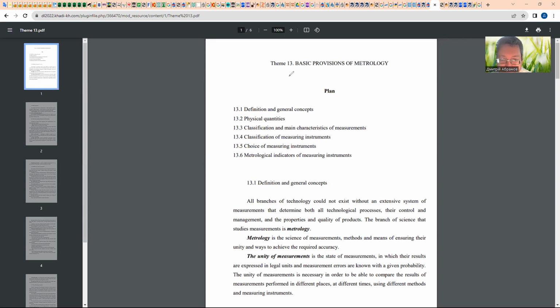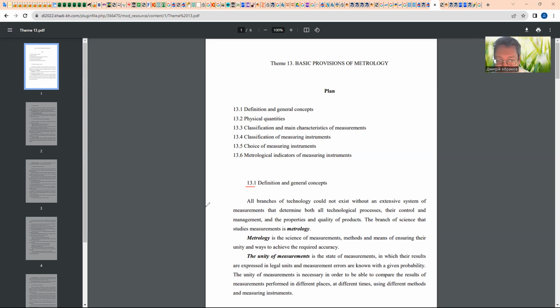13.1, Definition and General Concepts. 13.2, Physical Quantities. 13.3, Classification and Main Characteristics of Measurements. 13.4, Classification of Measuring Instruments. 13.5, Choice of measuring instruments, and 13.6, Metrological indicators of measuring instruments. Write down in your notes the plan of our lecture, and we start item 13.1, Definition and General Concepts.